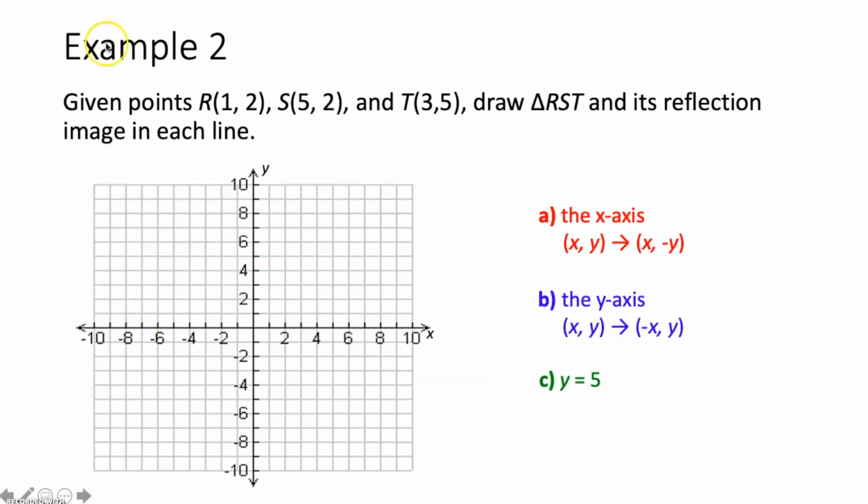Now example 2 says given points R, S, and T, draw a triangle RST and its reflection image in each line.